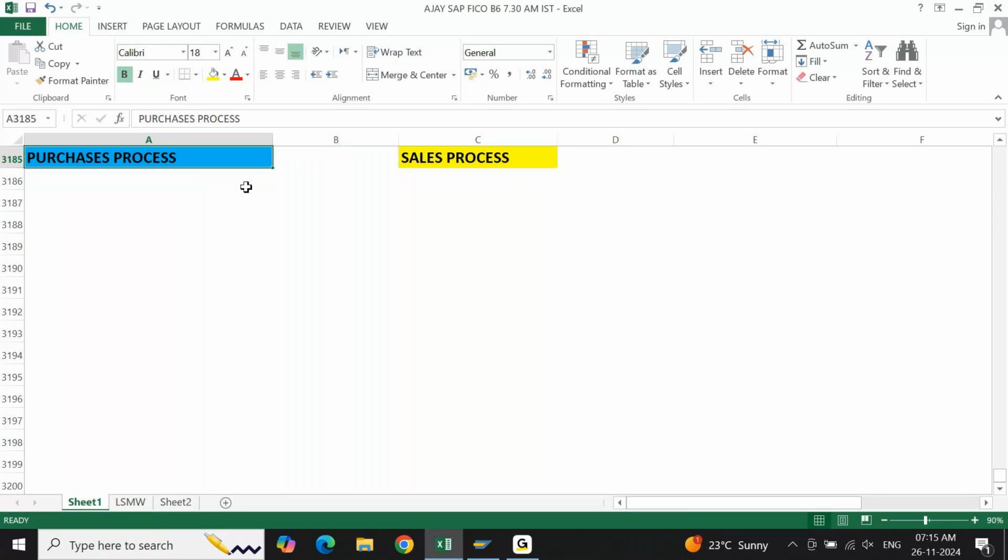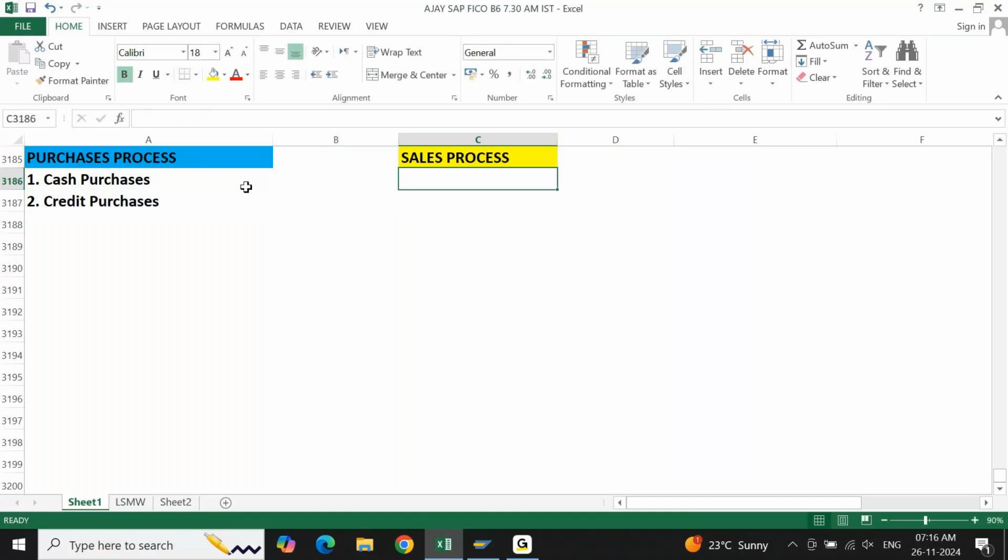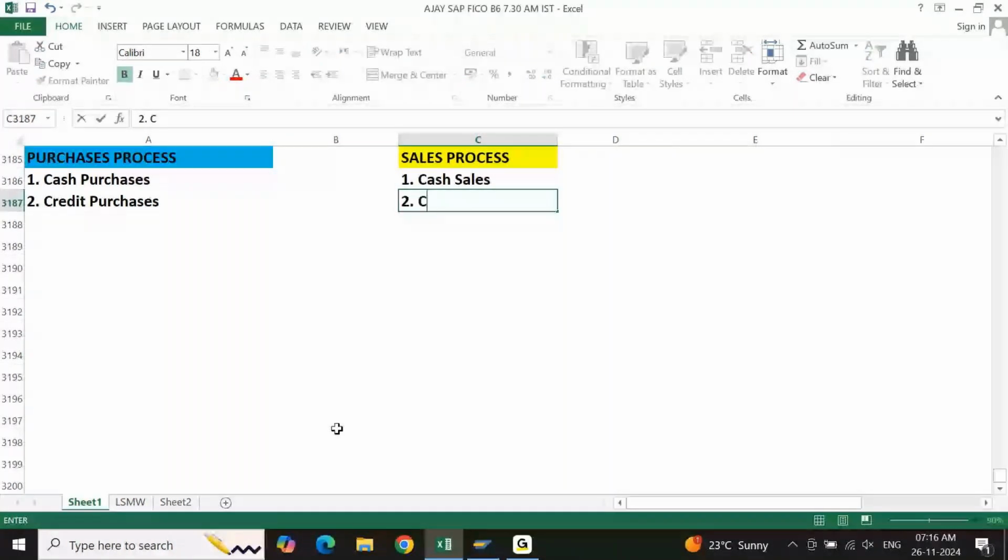In the purchase process, you will have two types of purchases. One is cash purchases. What is the other one? Credit purchases. Is the similar logic applicable for sales? Yes. I can write cash sales and credit sales.